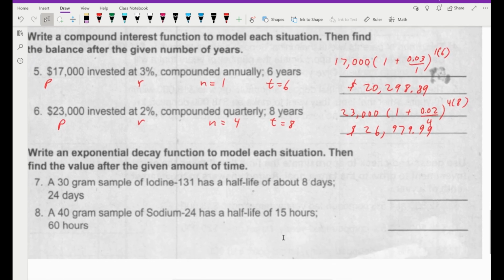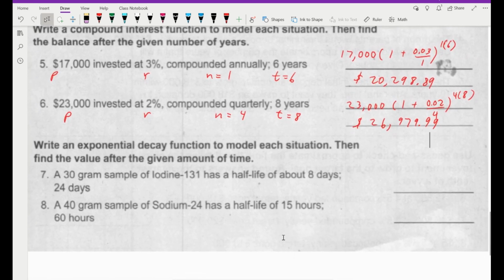Now we're going to look at the two half-life problems. It says write an exponential decay function to model each situation. Then find the value after the given amount of time. We're starting with a 30-gram sample of iodine-131, which is radioactive. Incidentally, the 131 is just the mass number. The mass number is the number of protons plus neutrons. The protons and neutrons add up to 131. Now it has a half-life of about 8 days. And they're asking how much is left after 24 days?